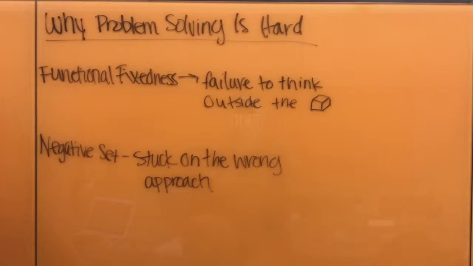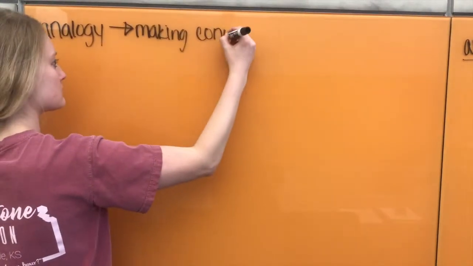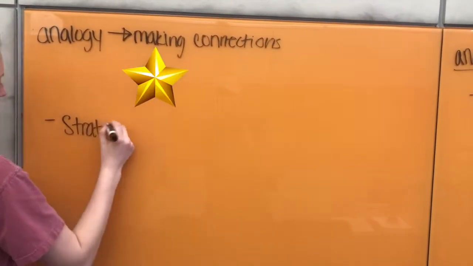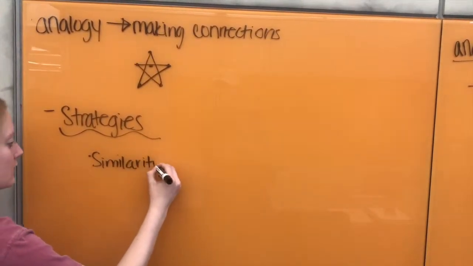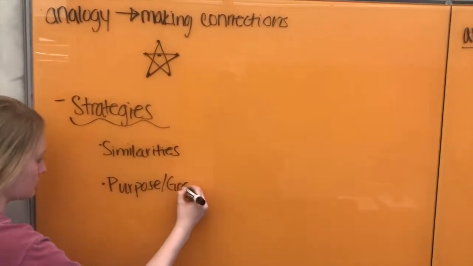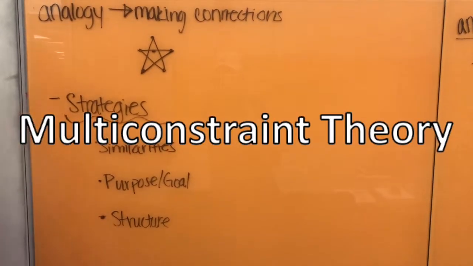These difficulties can be overcome using a couple of different approaches to problem solving. One approach to problem solving is through using analogies. An analogy makes connections between 2 similar problems. In order to compare 2 problems to find a solution, the problems must share similarities, purpose and goal, and structure. The fancy term for this approach is called the multi-constraint theory.